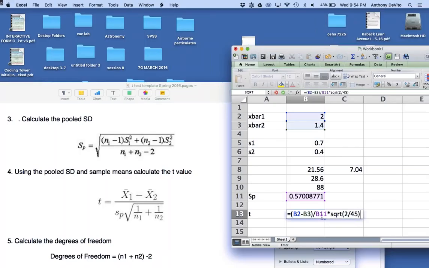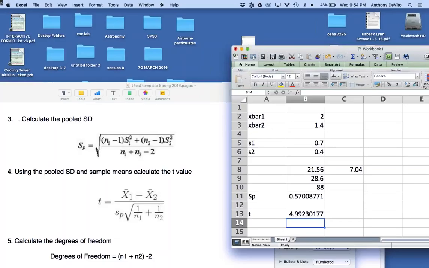Now I have to put this all in parentheses so that it handles that denominator correctly. It's going to find the square root of this, multiply by the pooled standard deviation, and divide that into the difference of the means. So I think I got this right. I'm going to hit enter. And it looks like my t-score is 4.99.